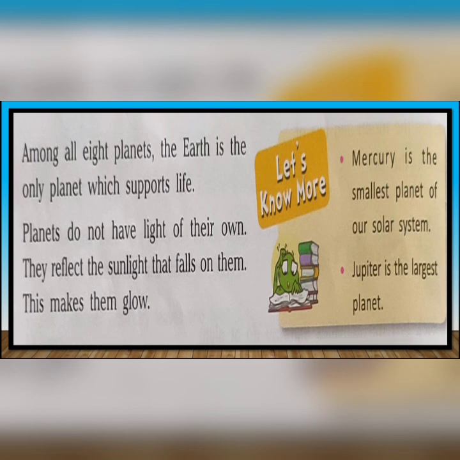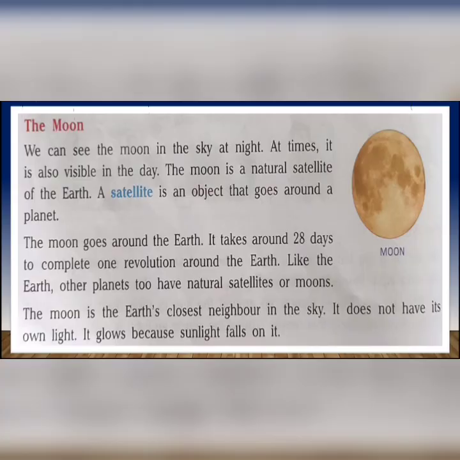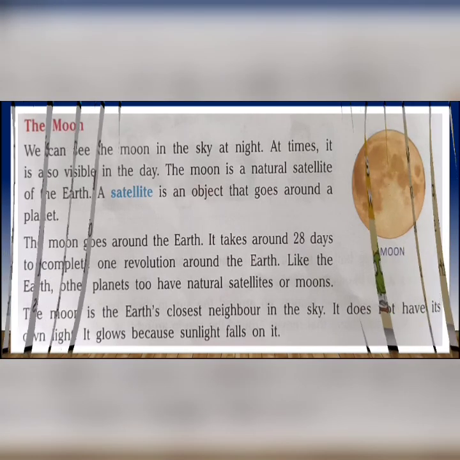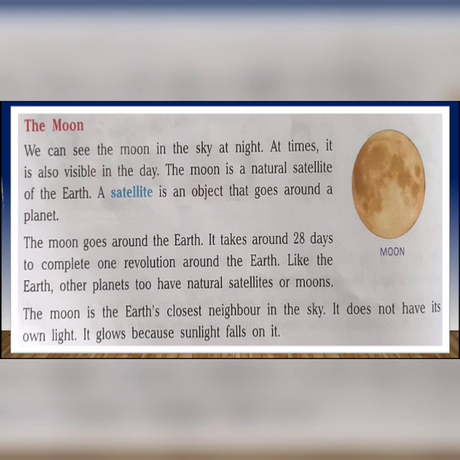Among all the planets, Mercury is the smallest planet of our solar system and Jupiter is the largest one. Jupiter is the largest planet of our solar system and Mercury is the smallest planet. Next, let us know about the moon.